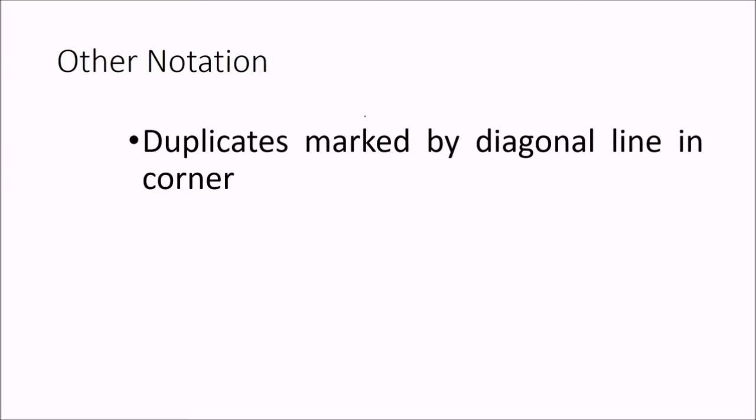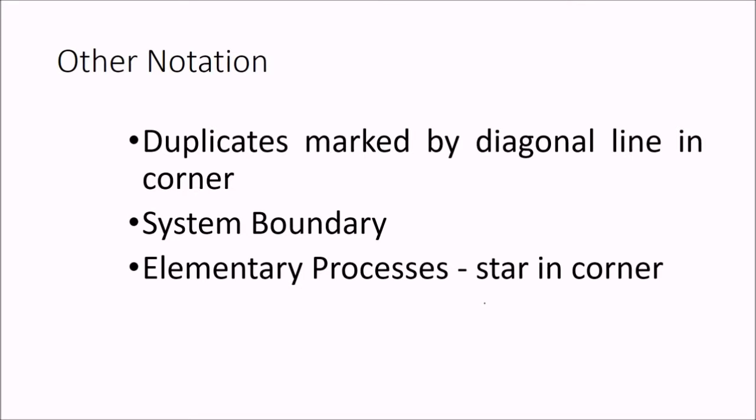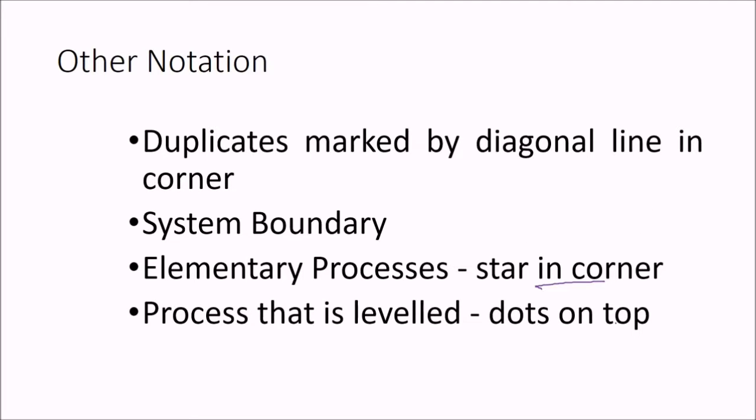There are other notations also. Duplicates are marked by a diagonal line in the corner. We have system boundaries. Then elementary processes, that is the star in the corner. Then processes that are leveled, we can represent them like dots on top.